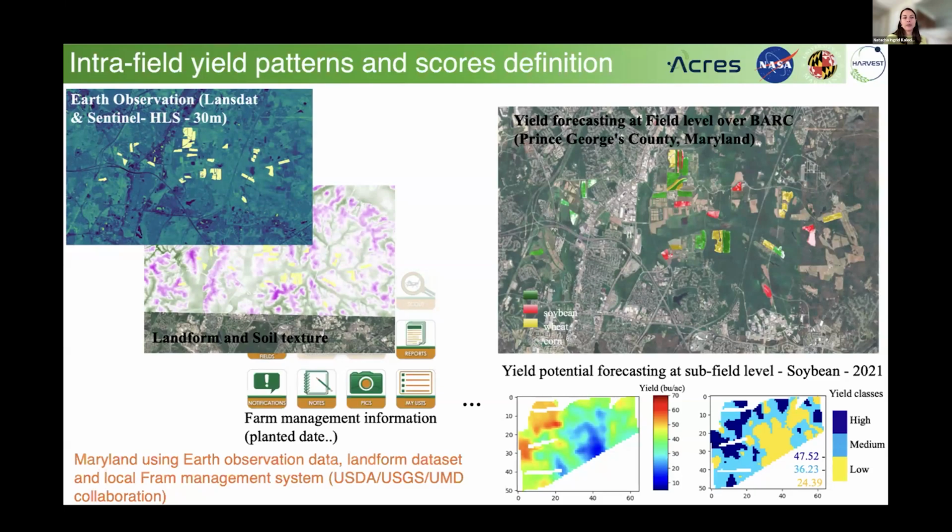So the question that we are asking in this project is what kind of yield model we should build at that scale. Should it be a yield model like ARYA based, or should it be a yield model based on some classes of yield potential inside the field? That is a project that I am just starting to work on.